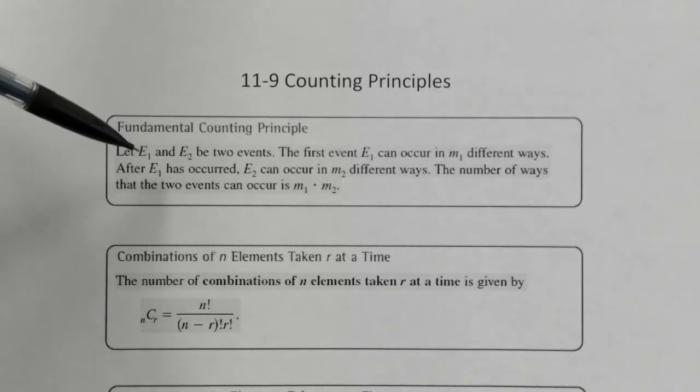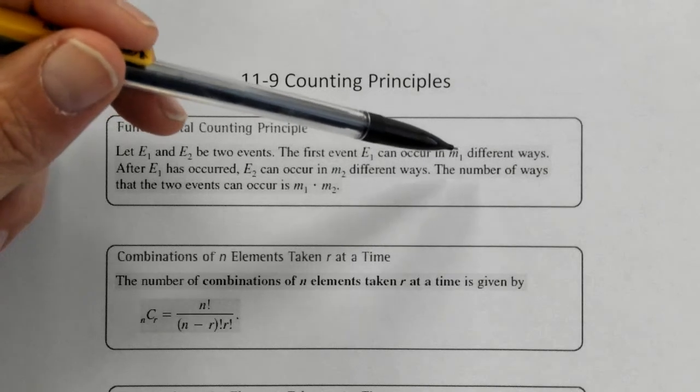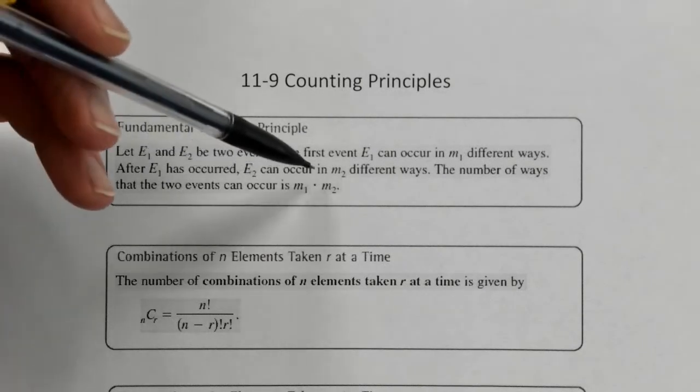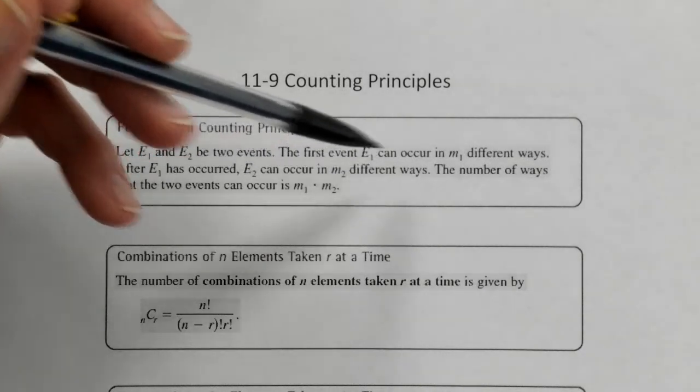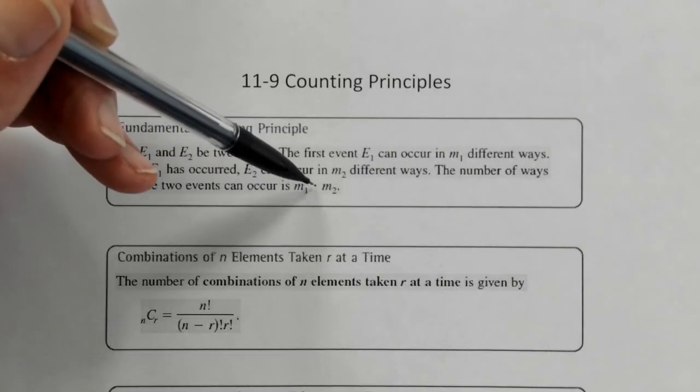And so what it says is if you've got two events, and the first event can occur in m sub 1 different ways, and after the first event has occurred, the second one can occur in m sub 2 different ways, then the number of ways that both of those events can occur is m sub 1 times m sub 2.